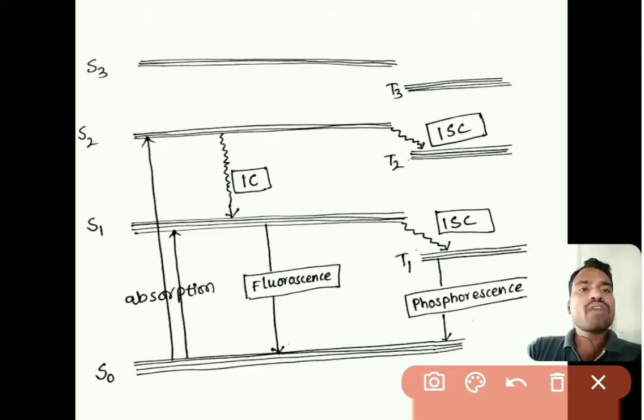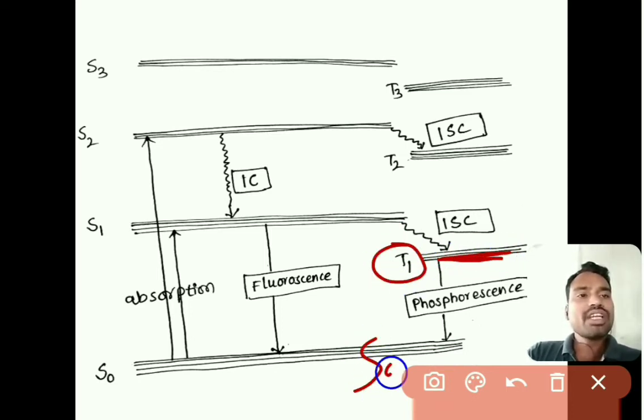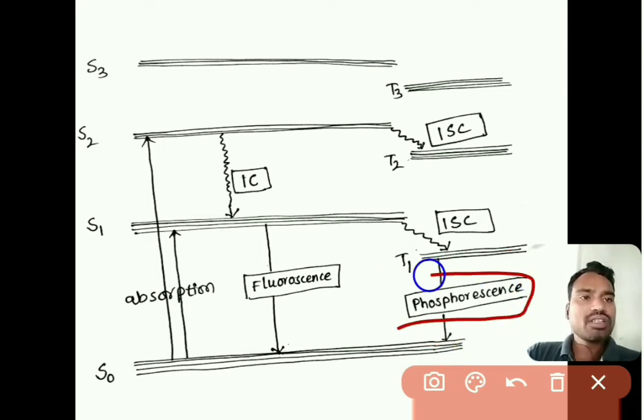Now see here, there is a possibility of transformation from S1 to T1 through intersystem crossing, and after the molecule gets to the triplet excited state, that is the first triplet excited state T1, it may go to the ground state, that is S0. So here the radiative transformation between T1 to S0 is called phosphorescence. T1 to S0 is called phosphorescence.